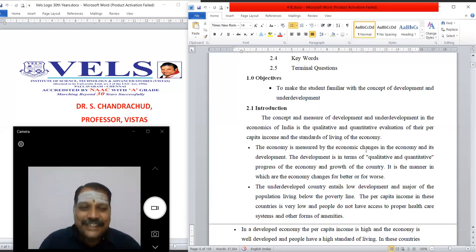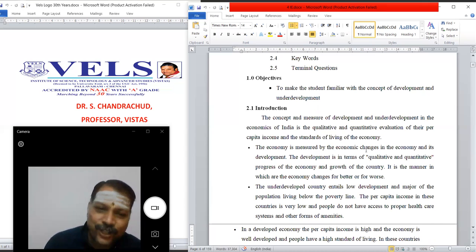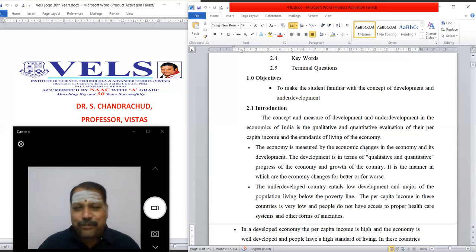So let me see that particular term called underdevelopment. The underdeveloped country entails low development and a majority of the people living below the poverty line. Which decides the poverty line? The per capita income. The per capita income of these countries is very low, and the people do not have access to the proper health care system and other forms of amenities. Suppose the income is very low and they are below the poverty line, they don't have money to spend for maintaining their health. That indicates definitely there is underdevelopment.